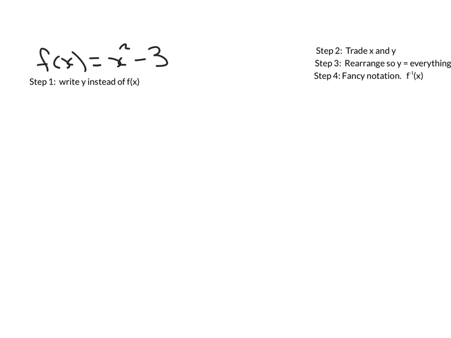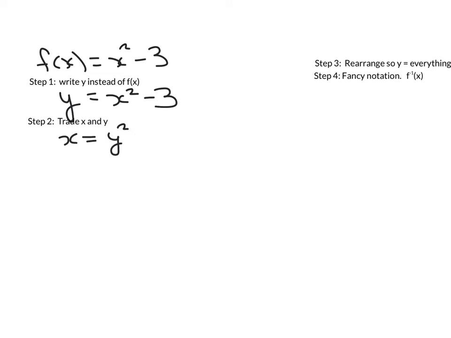Okay, let's do another example. Let's say f of x is equal to x squared minus 3. Follow our steps. We're going to write y instead of f of x. So we have y equals x squared minus 3. Step 2, trade x and y. So I've got x equals y squared minus 3.